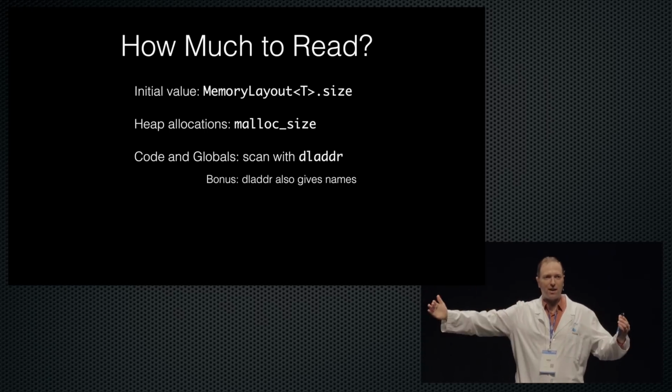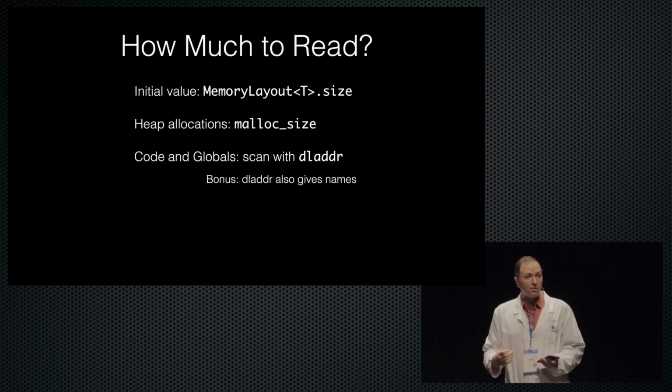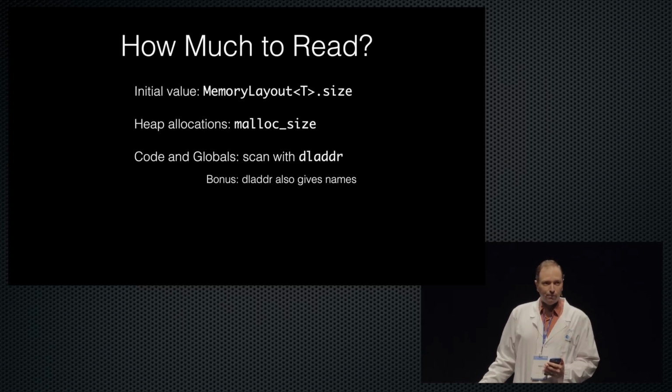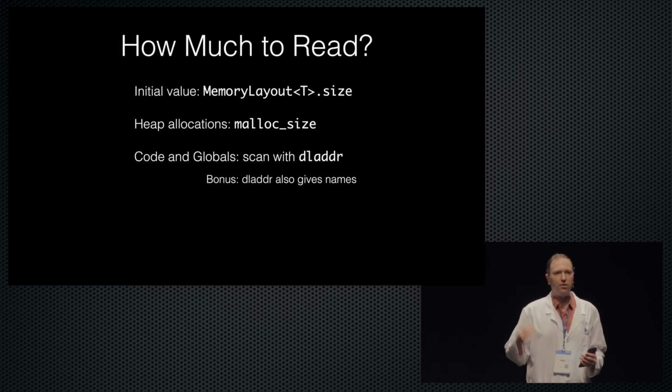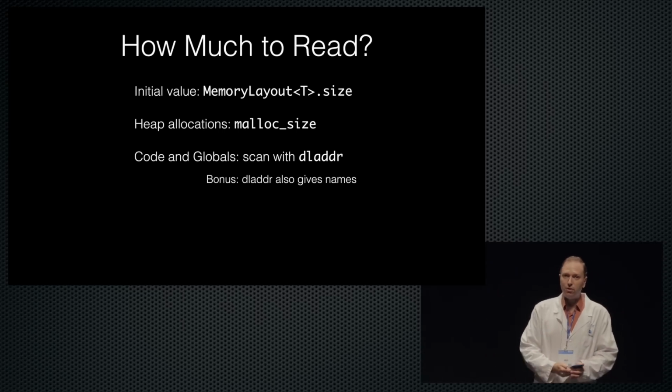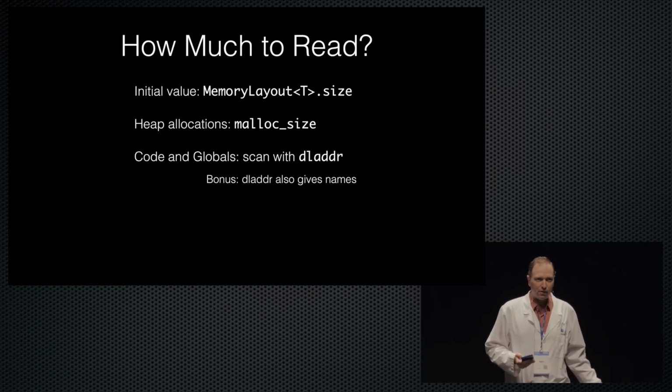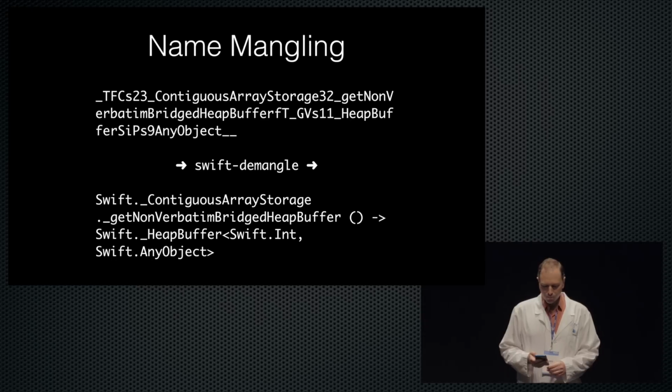And then you know exactly how long that thing was. And as a bonus, it also gives you the names. So your function names, your global variable names, things like that, those all pop out of this API. And so we can use them to annotate our scan and help us understand what's going on.